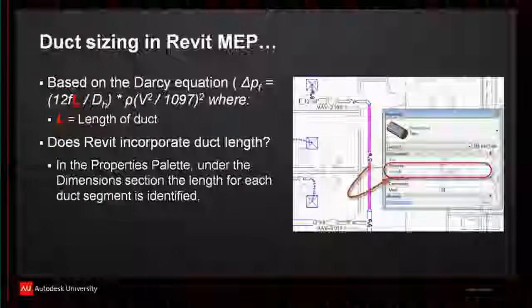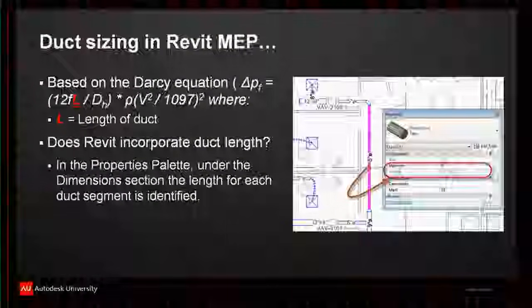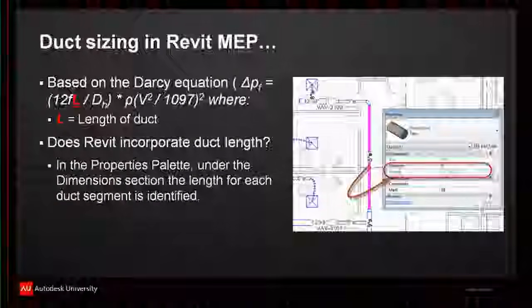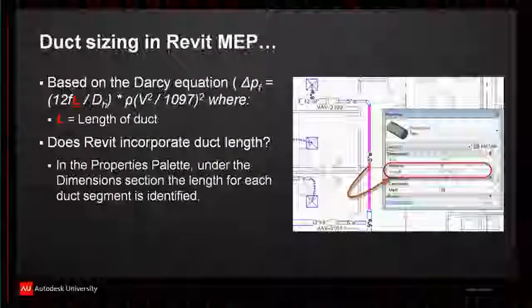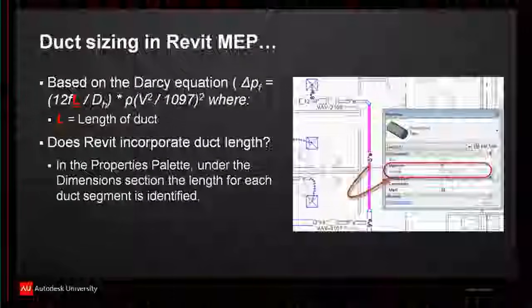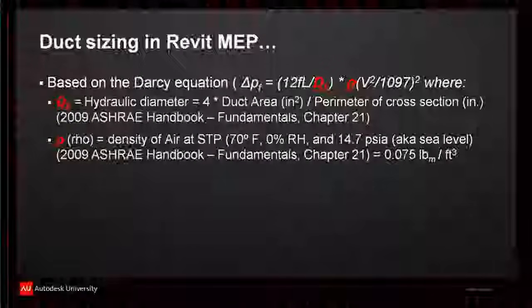Okay? So what is L? L is the length. Does Revit MEP incorporate the length into the product? Sure. Draw a pipe, draw a duct, what have you. Select that, go to the properties palette, you're going to see the length listed. Okay, so we're almost there. So we've covered two things. So let's talk about the hydraulic diameter and rho. Does Revit MEP incorporate the hydraulic diameter? Yes, it does. If you grab that piece of duct, it will tell you what the area of that duct is. And it will calculate the perimeter of that ductwork as well.